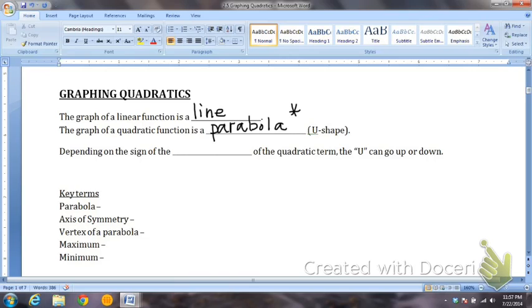And then depending on the sign of the coefficient of the quadratic term, the U is going to go up or down. So let's talk about what that means. The quadratic term, remember, is ax squared, right? And this says it depends on the coefficient. So this depends on the sign of a. So if a is positive, the parabola is going to go up. If a is negative, the parabola is going to go down. Alright, so we can kind of count on those two things.